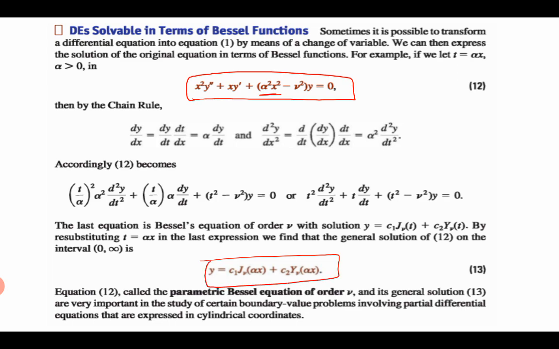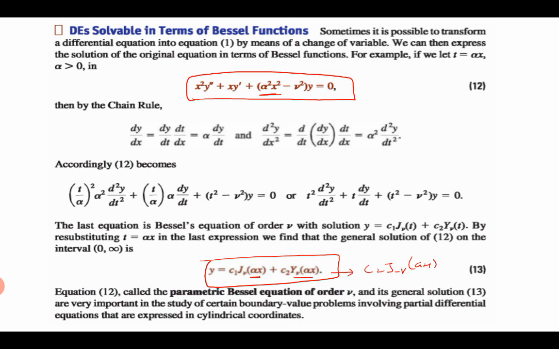There will be x multiplied with c1 Jv of ax plus c2 Yv of ax. Otherwise you can say c2 J negative v of ax. Both are good. Okay, for the second time, depending upon the type of the differential equation, we should choose the correct solution for this one.